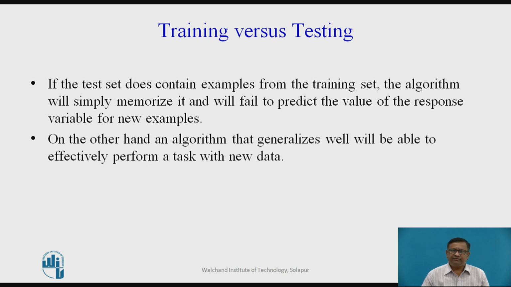On the other hand, if the test data is different from the training data, then it will generalize well and will be able to effectively perform a task with new data. So these two are very important, that is, testing data is from the training set only, or testing data is outside of the training set. If it is outside the training set, then it generalizes well, meaning it can predict the new data also. But if the testing data is from the training set only, it may sometimes fail to predict the new outcome.